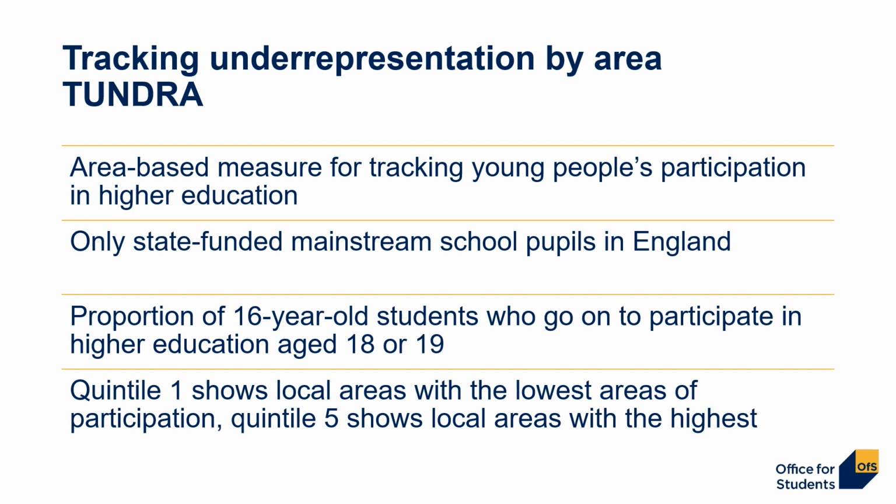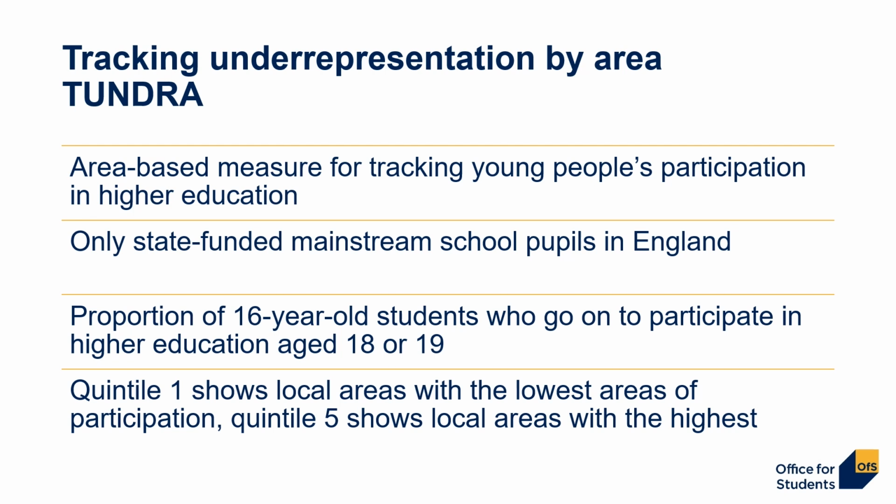Tundra, or Tracking Underrepresentation by Area, is an area-based measure of young participation. It uses tracking of state-funded mainstream school pupils in England to calculate young participation to higher education. Tundra classifies local areas across England into 5 equal quintiles based on the proportion of 16-year-old state-funded mainstream school pupils who participate in higher education aged 18 or 19 years. Quintile 1 shows the lowest rate of participation, whilst Quintile 5 shows the highest rate of participation.